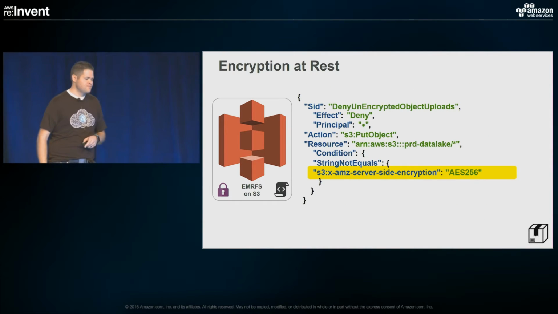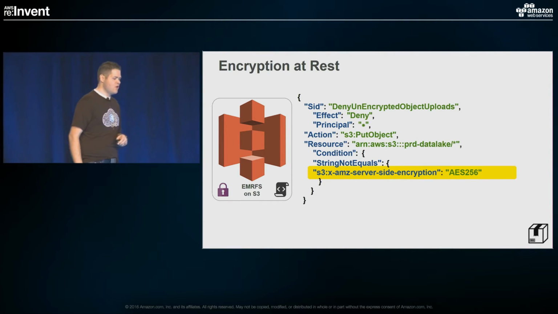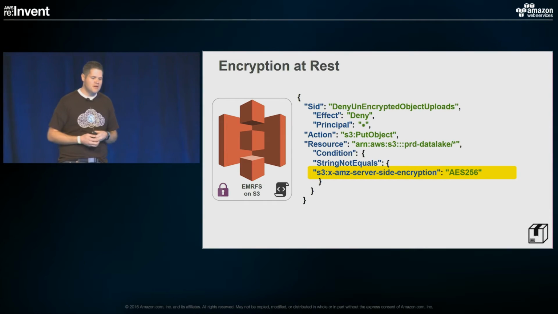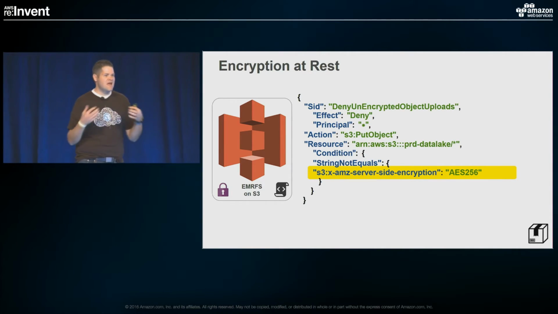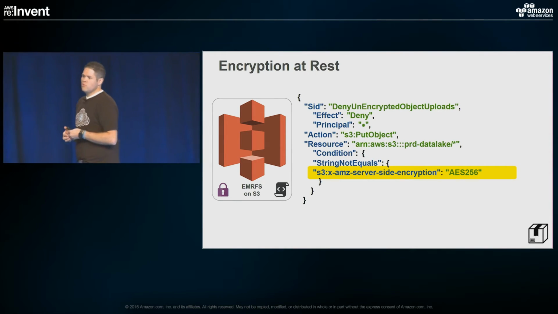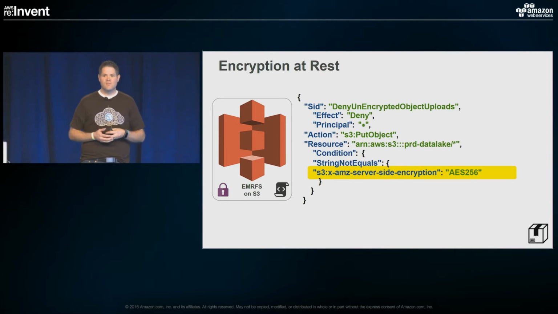The first one is EMRFS on S3. We started with an empty bucket and turned on some bucket policies, and there's a sample configuration of what that bucket policy looks like. You can see here we're essentially denying the ability to put objects unless they're encrypted. So you won't be able to write data into this S3 bucket unless the data has encryption turned on. That's the first gate we put in place.